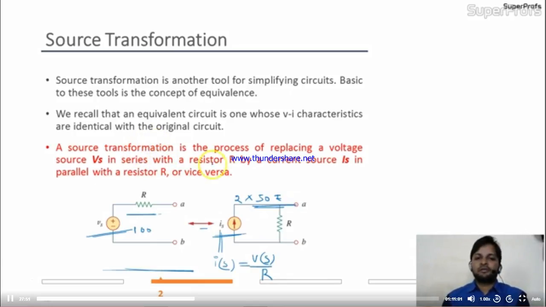A source transformation is the process of replacing a voltage source Vs in series with a resistor R by a current source Is in parallel with a resistor R. You know this already. Okay.